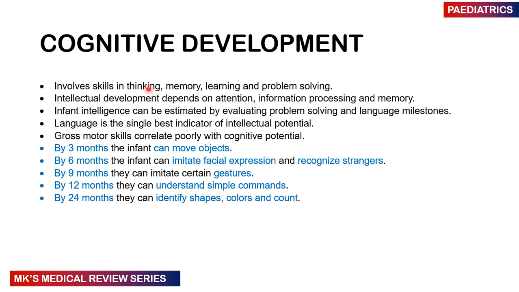So remember that gross motor skills correlate poorly with cognitive potential. So by 3 months, the infant can move the object. By 6 months, the infant can imitate facial expressions and recognize strangers. By 9 months, they can actually imitate certain gestures. By 12 months, they can understand simple commands. By 24 months, they can actually identify shapes, colors, and they can even count.